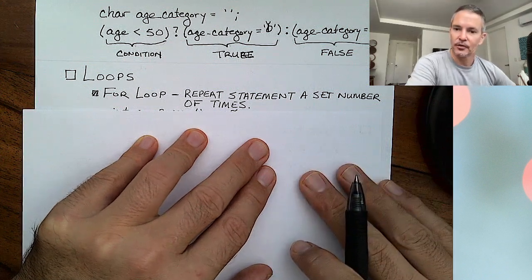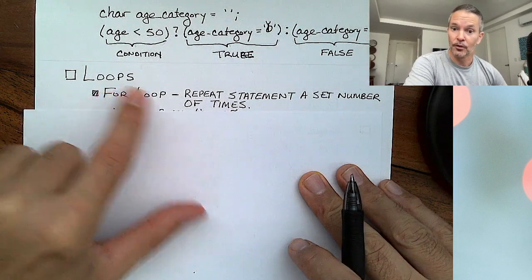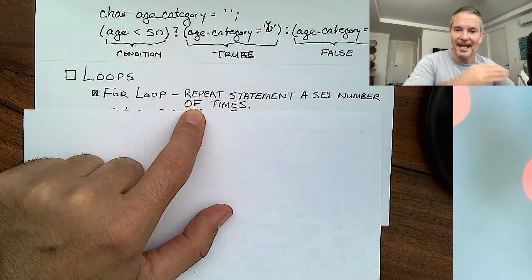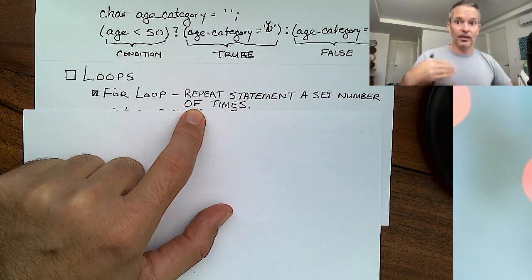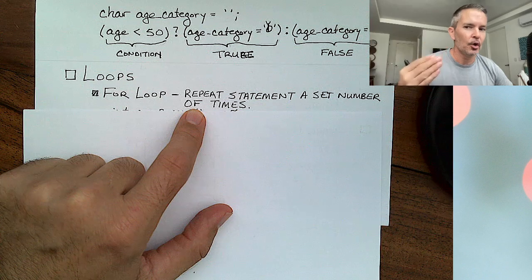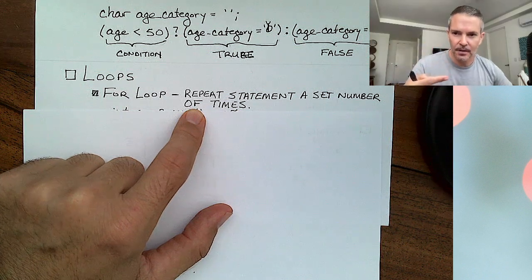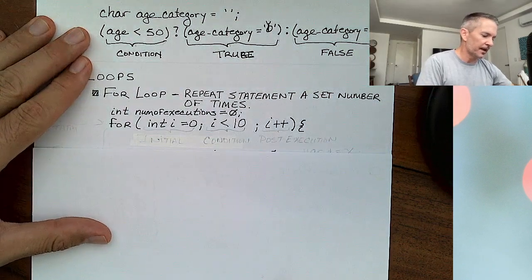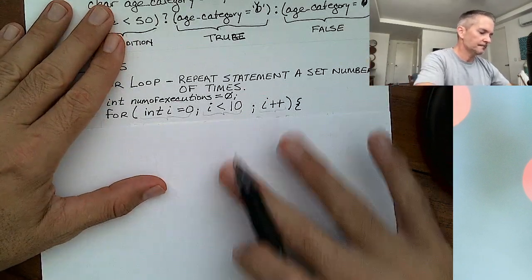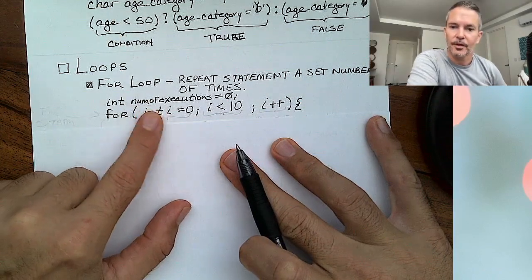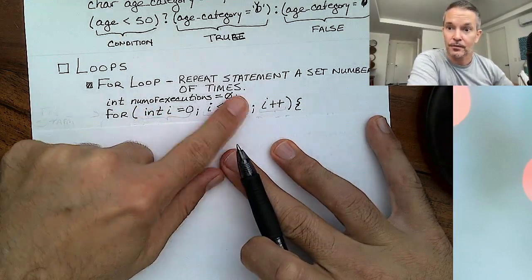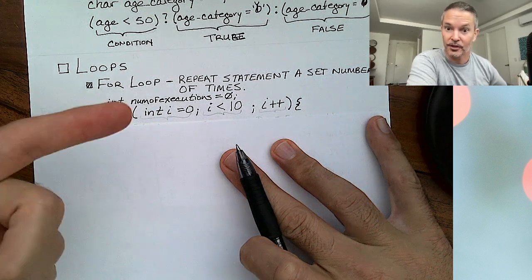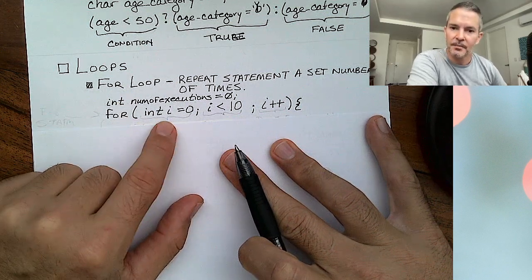And there's several kinds of loops. Let's start with the first one called the for loop. The for loop allows us to repeat a statement a set number of times. So we use the for loop when we know how many times we want to execute the statement. We can be very specific. Here's what the for loop looks like. So I'm defining a variable called number of executions and setting it to 0. We'll observe this here in a second. I'm going to show you how we're going to use that variable. But here's the for statement.